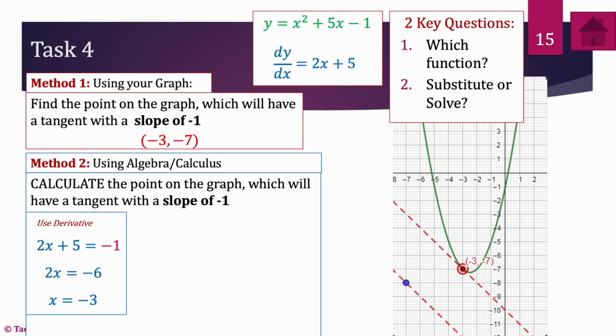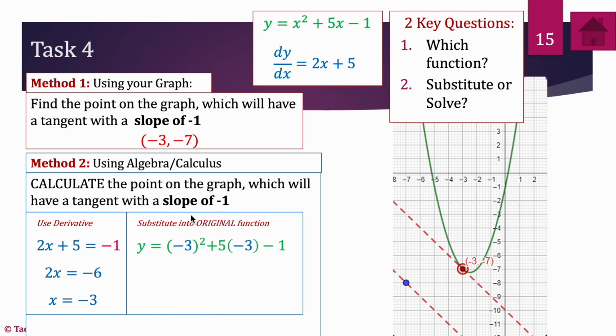Now the question is then, how do we get the -7, right? So now we go back to our two key questions. Well, to get the y value, which function do we use? Well, actually in this case, we use our original function. Okay, so we take our original function and we substitute our value for x into that original function.